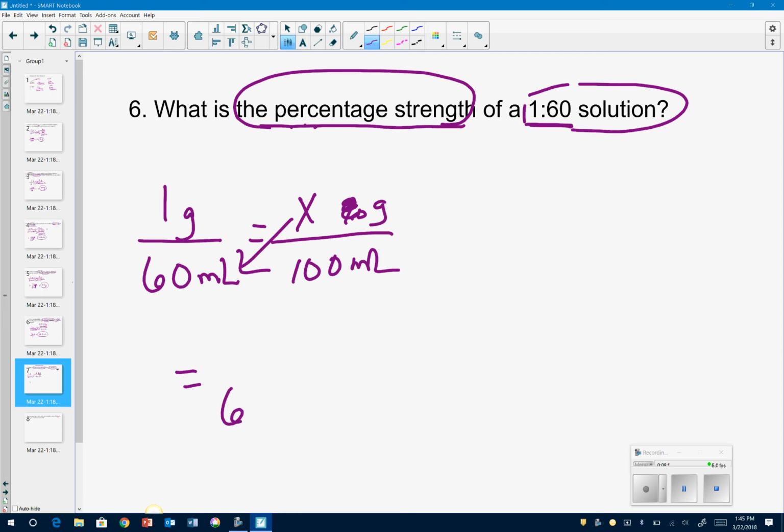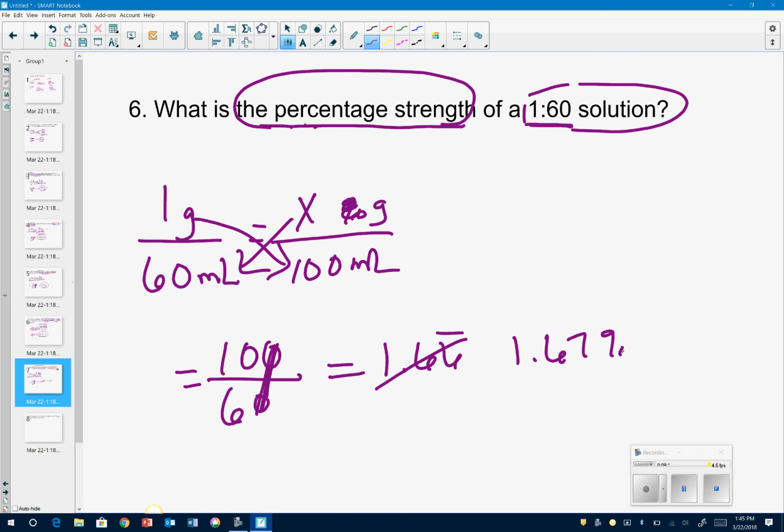X times 60 would be 60. It goes on the bottom. 100 times 1 would be 100. Again, you could take this out if you wanted to, make the calculation a little easier, or 100 divided by 60, or 10 divided by 6. Should come out the same. So it's 1.66. And then the 6's keep going out. So then we're going to round that to 1.67%.